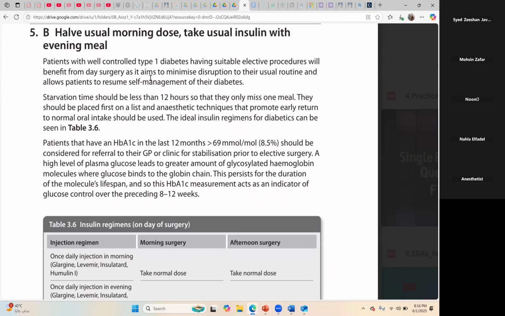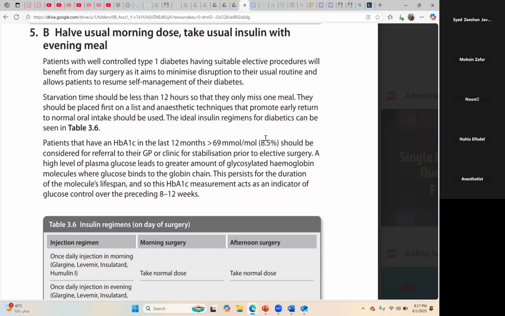A patient with well-controlled type 1 diabetes having suitable elective procedures will benefit from day surgery, as it aims to minimize disruption to their usual routine and allows patients to resume self-management of their diabetes. Starvation time should be less than 12 hours so that they miss only one meal. They should be placed first on the list. Anesthetic techniques that promote early return to normal oral intake should be used.